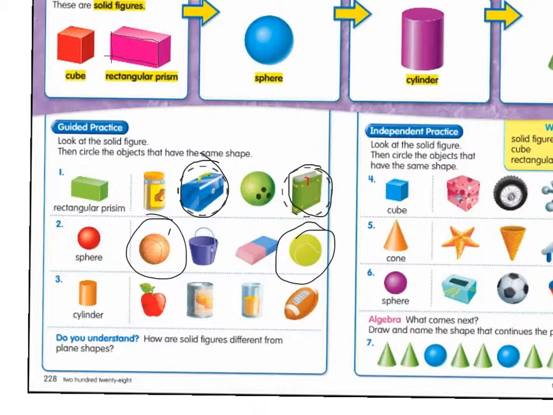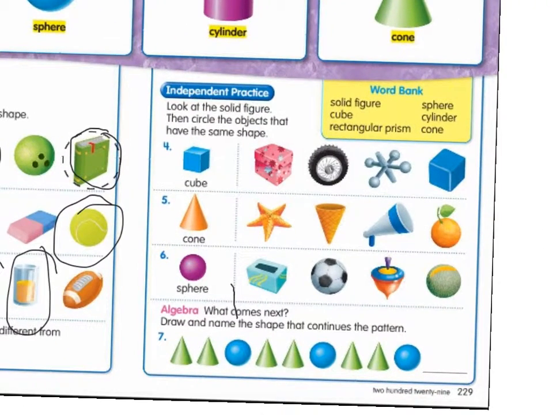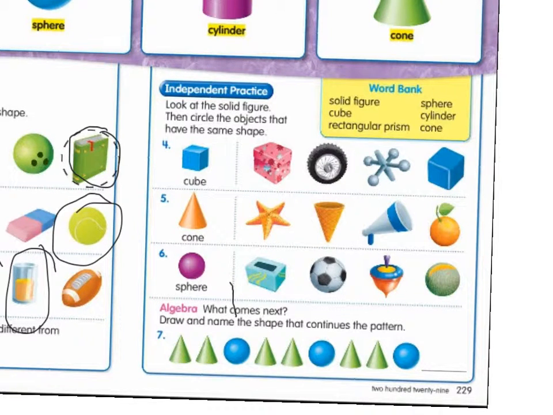And then a cylinder, what does a cylinder look like on these 4 objects? It does not look like an apple. It does look like a can of peaches maybe, and maybe a glass of orange juice. And it does not look like a football. So on your independent practice, it says look at the solid figure, and you're doing the same thing. You're looking at which one or ones look just like your solid figure. I would like you to do number 7 as well.